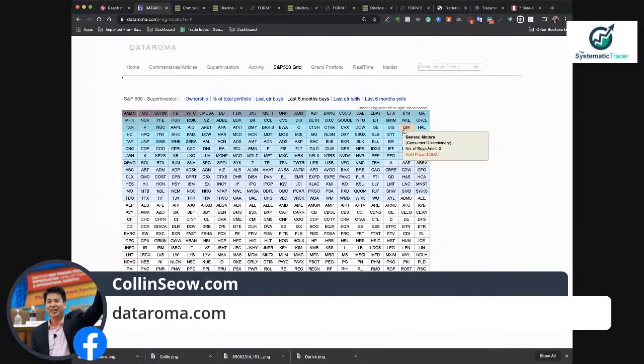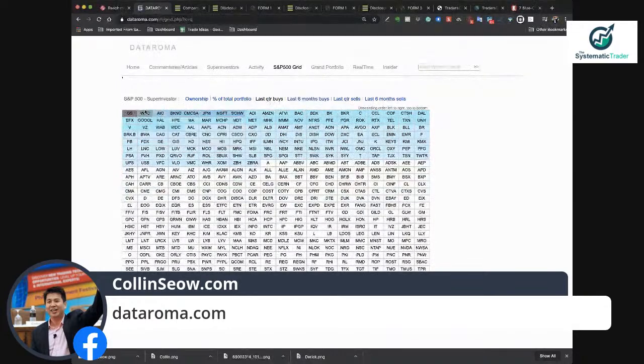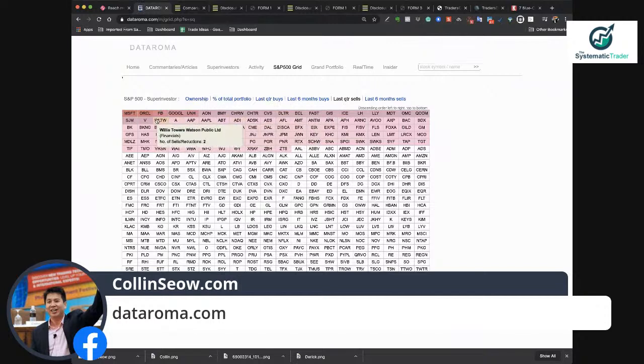And so you can look at the last quarter, what is the buy? What they bought last quarter, they bought Goldman Sachs the most. What stocks did they sell? Microsoft, Oracle, they sold the most over the last quarter.